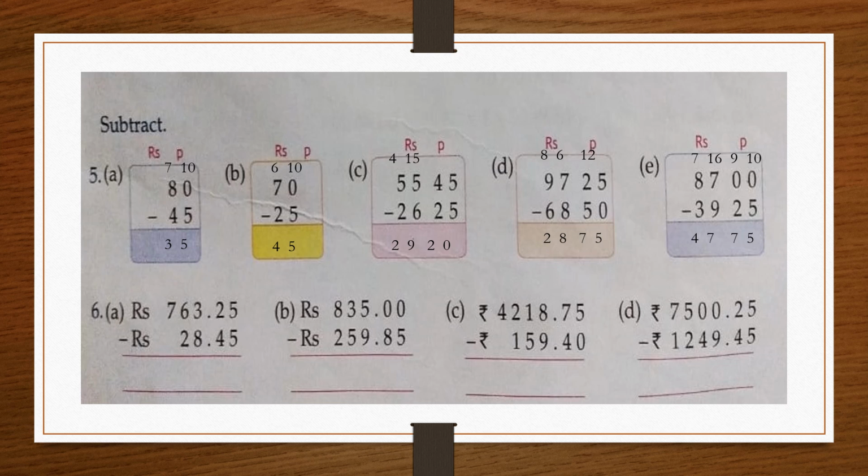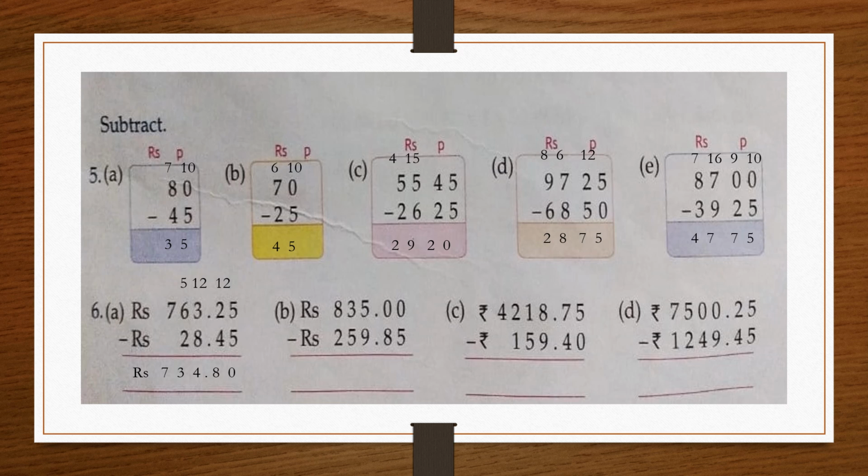Now 6th A part, children. Again you have to subtract it. So 763 rupees 25 paisa. Subtract it with 28 rupees 45 paisa. The point should come in the same line, children. See it. So you will get the answer 734 rupees 80 paisa. Okay, children, 5 minus 5 is 0.